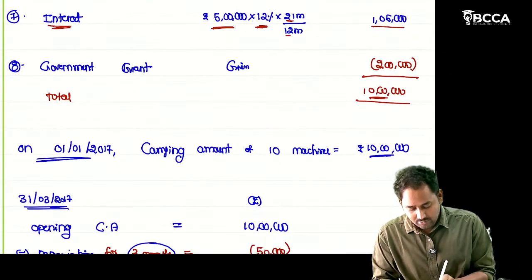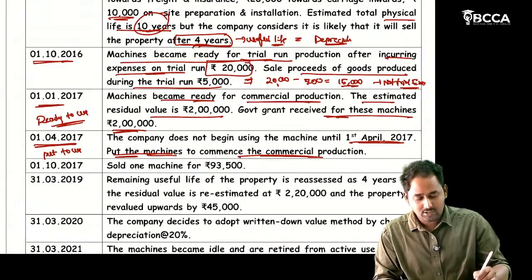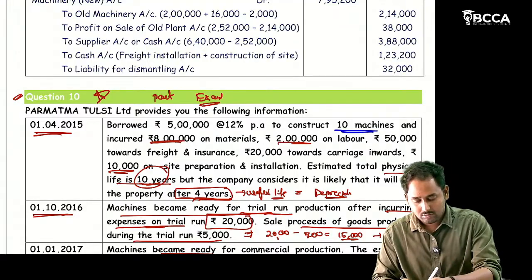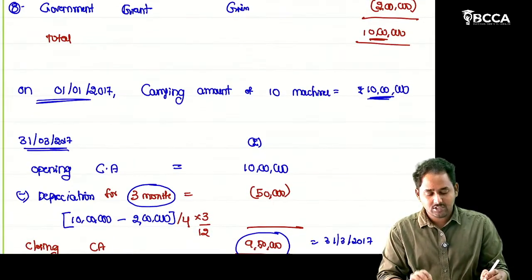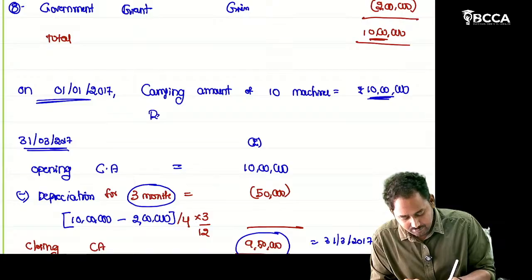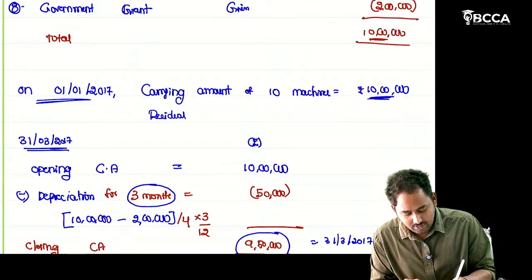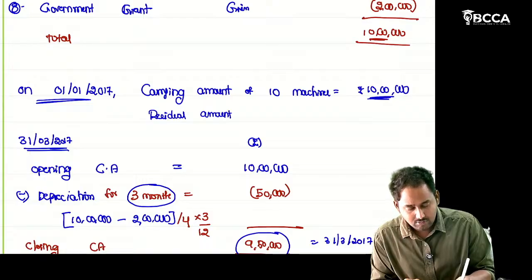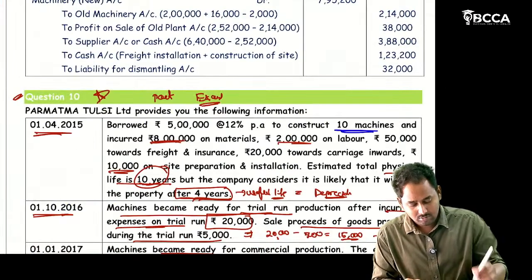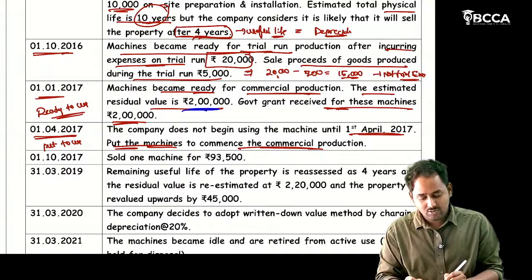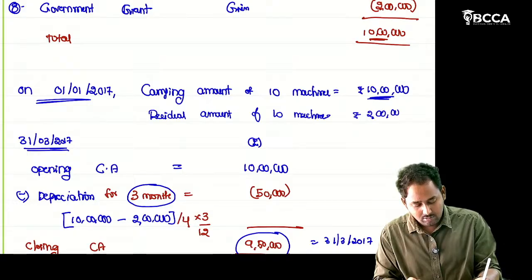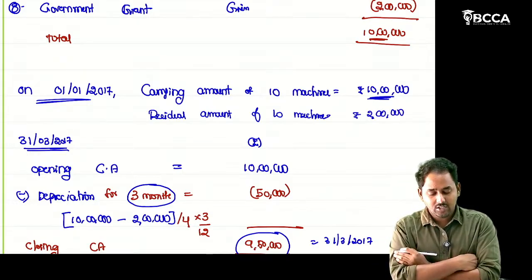On 1/1/2017, then what is the carrying amount of 10 machines? Because all these amounts are incurred on how many machines? 10 machines. So the carrying amount of the 10 machines is 10 lakh rupees. Then I need the residual value of 10 machines. Please tell me the residual amount of 10 machines. Is it available in the question? Okay. So the residual value is 2 lakh rupees. This is the residual value of the 10 machines.